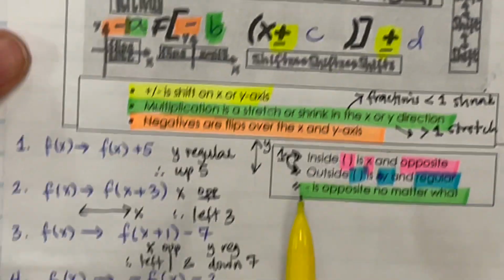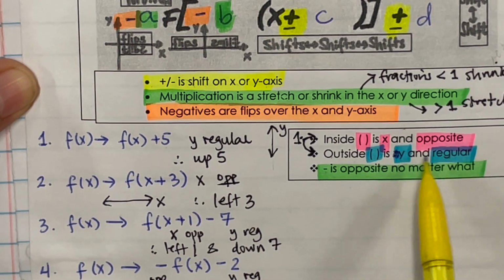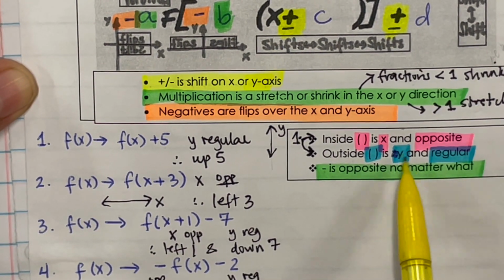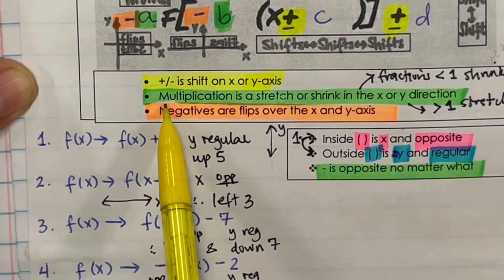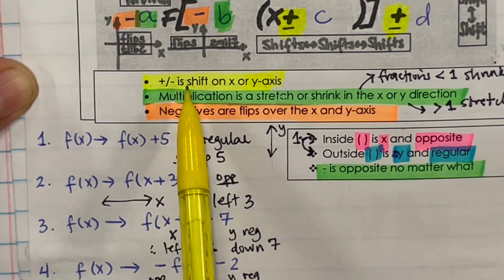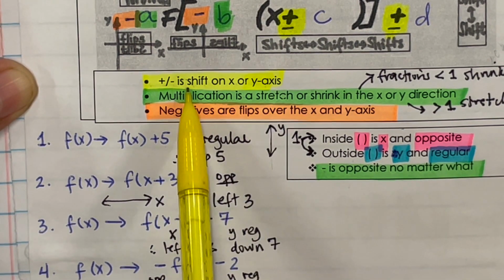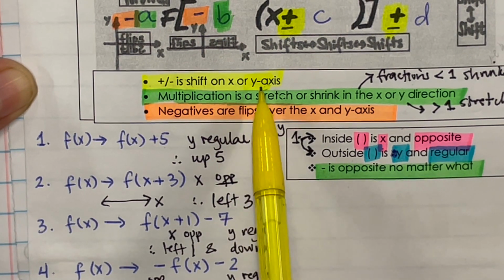So I'll give you some more examples again. This is outside, so it's y and regular. So whatever you think, it's regular, but in the y direction. Then you come and ask yourself this. What is +5? Is it plus or minus, multiplication, or negative? It's plus or minus, which means it's a shift. On what axis did I just say? Y. So it's a shift up the y direction because it's what you think.